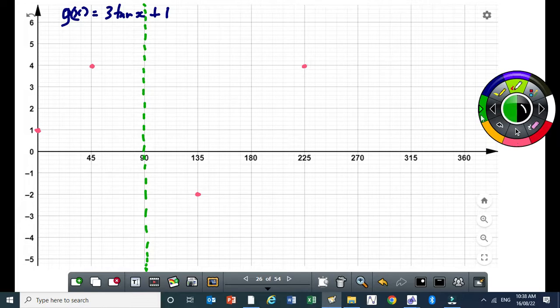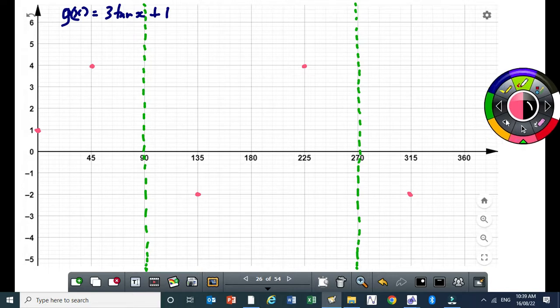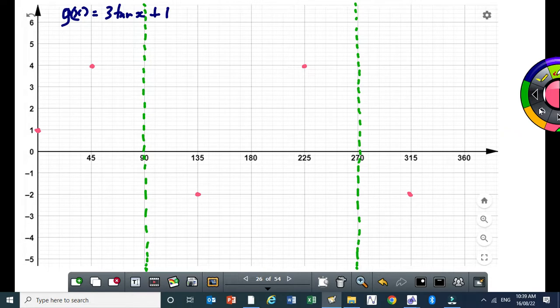Then at 270, we have got an asymptote. Okay, at 315, the same value I got for 135, that's the same value I must get here. Tan 315 is -1. -1 times 3 gives me -3. -3 plus 1, I'm going to get negative 2. Then tan 360 will always give you a 0. So 0 plus 1 will give you a 1. So my 1 is going to be here.